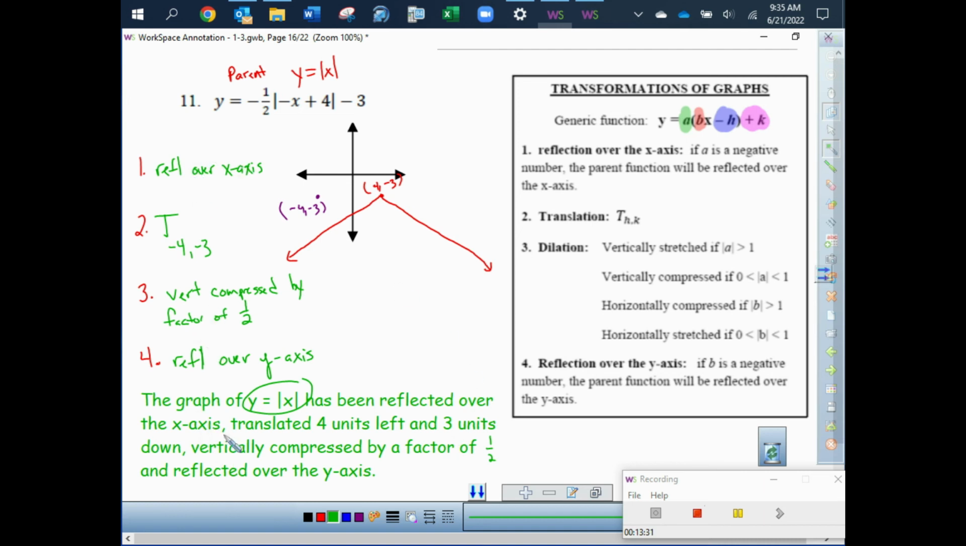In the order that we did it. Reflected over the x-axis, translated 4 units left and 3 units down, vertically compressed by a factor of 1/2. If you just want to say times 1/2, that's totally fine. And reflected over the y-axis. You must put these in the order that we wrote them in, otherwise it doesn't end up working out right. Like if you say reflected over the x-axis and y-axis, that's not right, because it happens in this order. So we'll put that in that order.